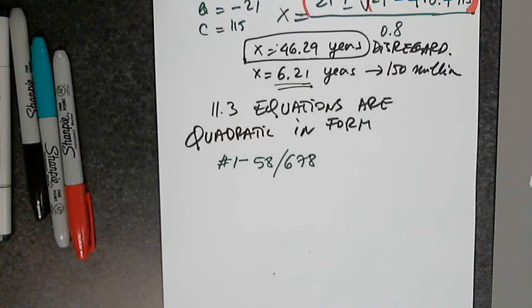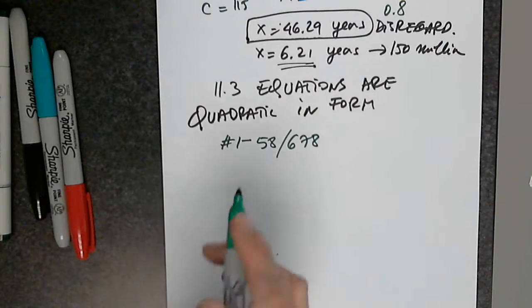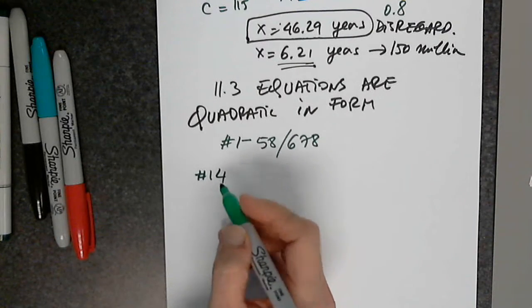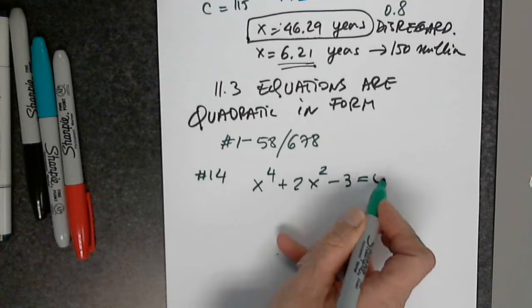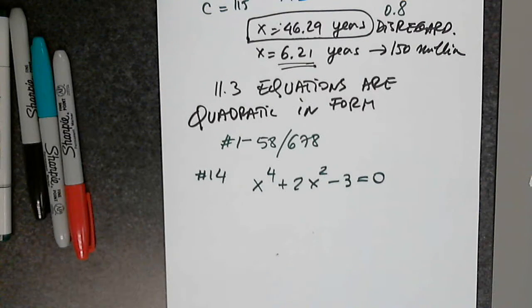Okay, one that is very friendly and you'll have no difficulties with: x to the 4th plus 2x squared minus 3 equals 0. That's one. Then I would like to look at 20 and 34. And then we can move on. We'll come back and we'll review more.